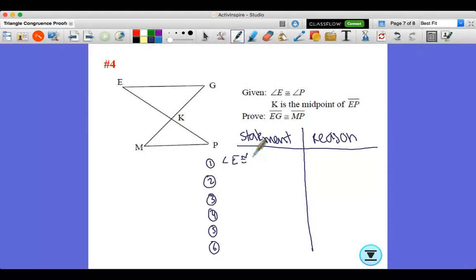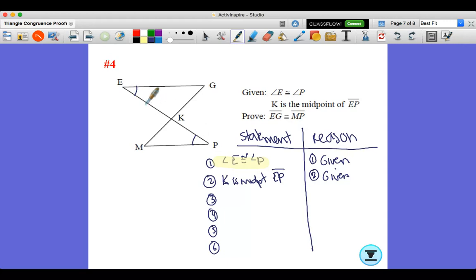Angle E is congruent to angle P because it's given. Angle E is congruent to angle P. K is the midpoint of EP because it's given. What does that mean? That doesn't give us anything to highlight, right? We only highlight the congruent statements. So K is the midpoint of EP.